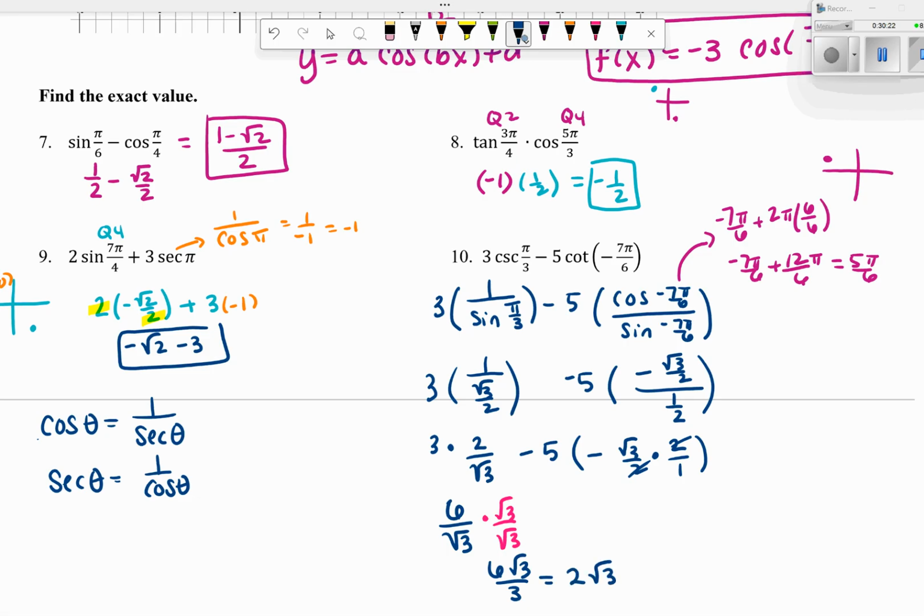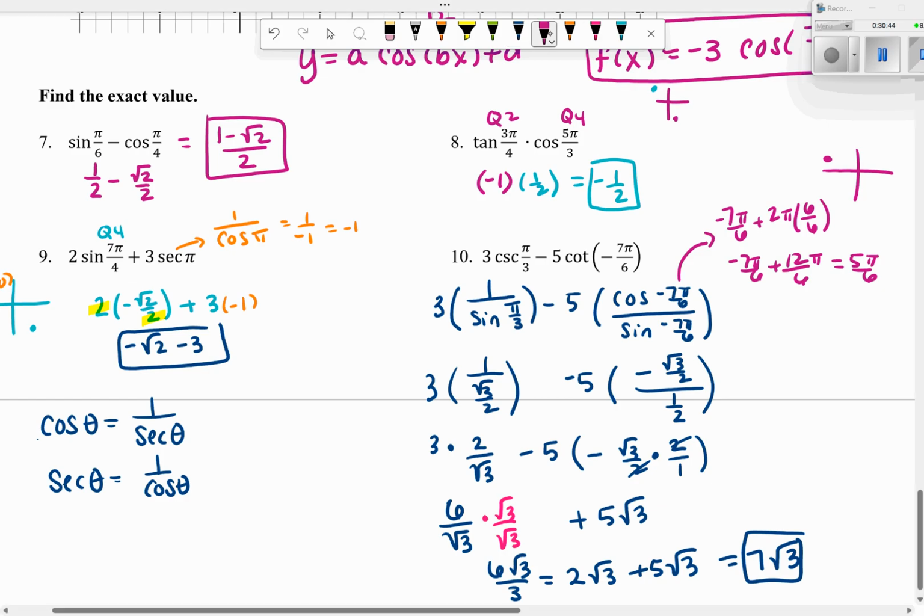It's a lot of work. And then we have minus 5 negative times negative root 3 would be plus 5 root 3. So 2 root 3 plus 5 root 3. These are like terms. So remember, because they have the same radical with the same index, you can add the coefficients in front together. So this gives us 7 root 3.